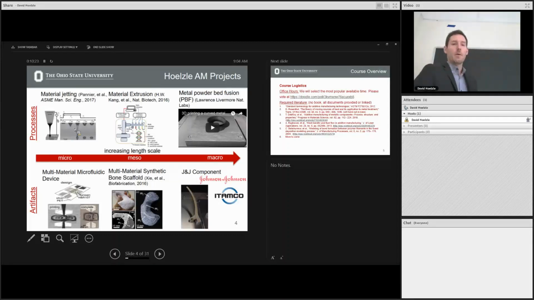So this would be a microscale additive manufacturing process. This is an example of a microfluidic device that we've made, and using some of the principles of additive manufacturing, we can put different materials in different locations to build up three-dimensional structures. That's one thing we've done at the micro scale.